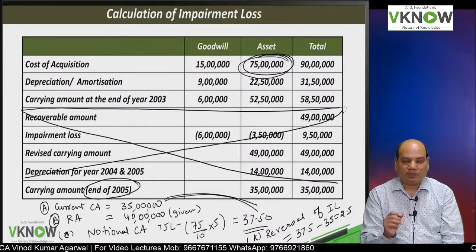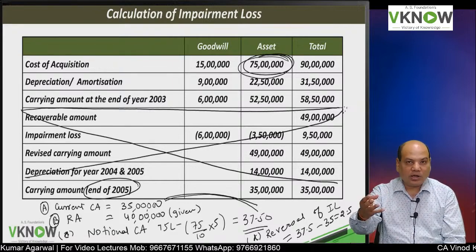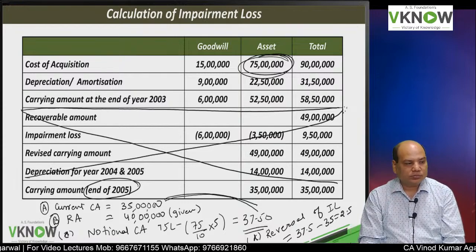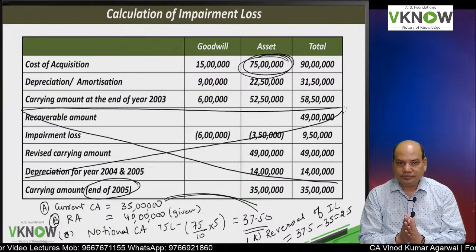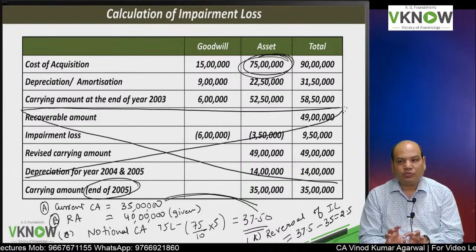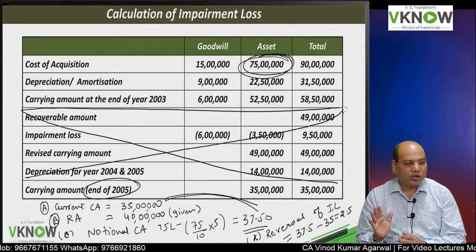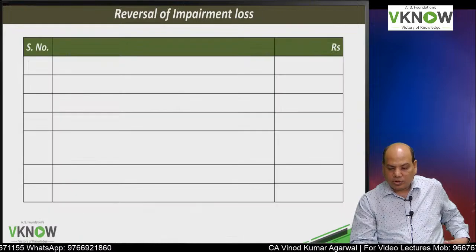We will not reverse impairment loss on goodwill. After 5 years, the carrying amount of goodwill in any case would have become 0, because goodwill life is 5 years. So no need for reversal of impairment loss on goodwill. So let us write the answer for reversal.